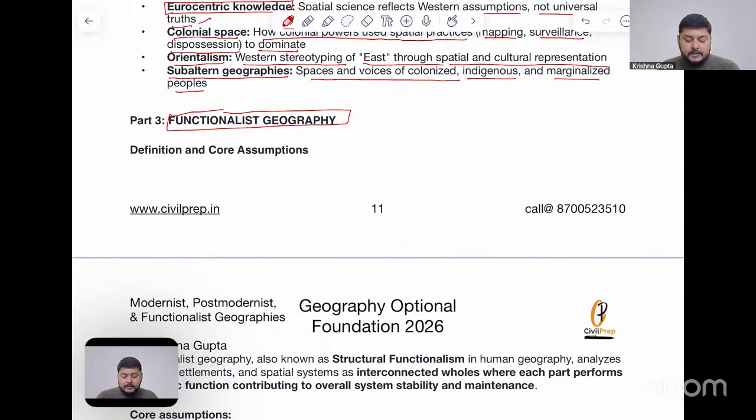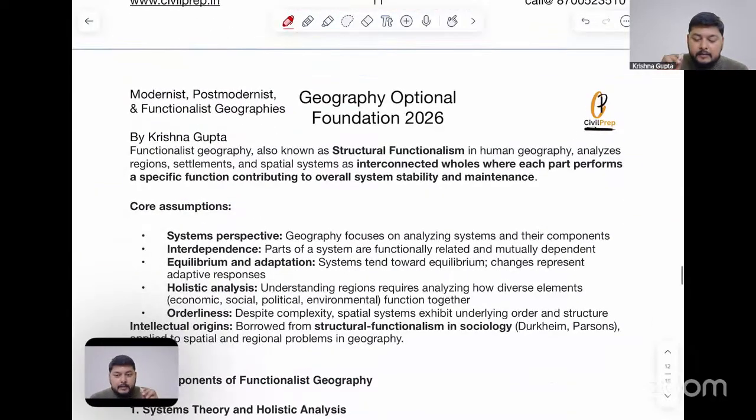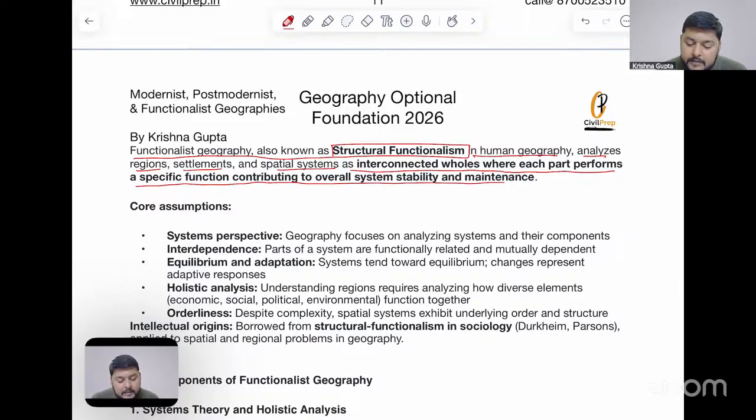Now, next is functionalist geography. When we look at functionalist geography, it contains some parts of postmodern geography also. But what is functionalist geography? Let's look at it. Functionalist geography, also known as structural functionalism, in human geography analyzes regions, settlements, and spatial systems as interconnected wholes where each part performs a specific function contributing to overall system stability and maintenance. So the core idea is structural functionalism, an interconnected whole where performance is seen with respect to the overall system.